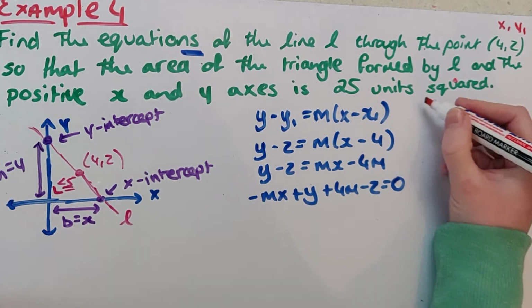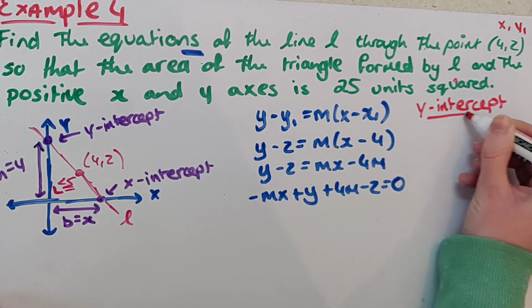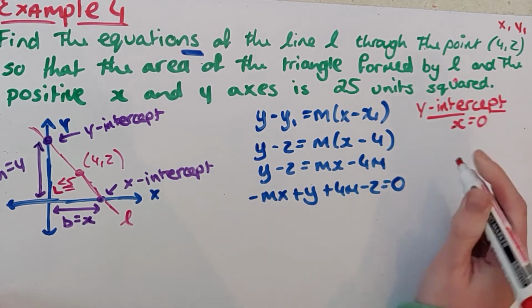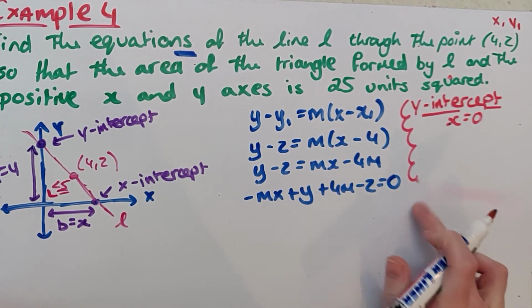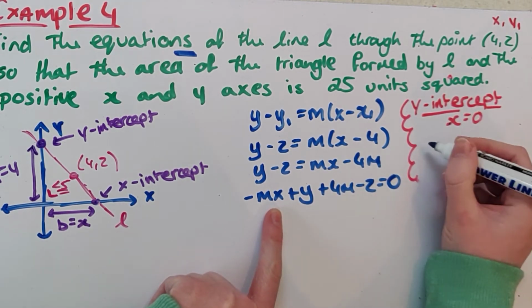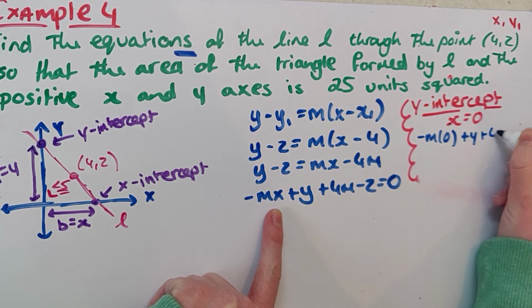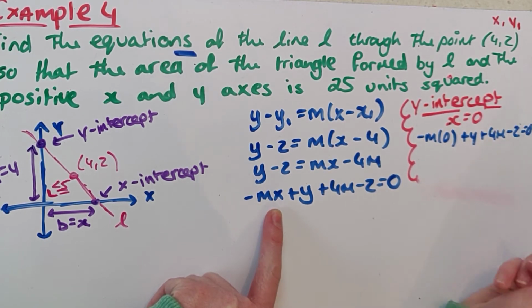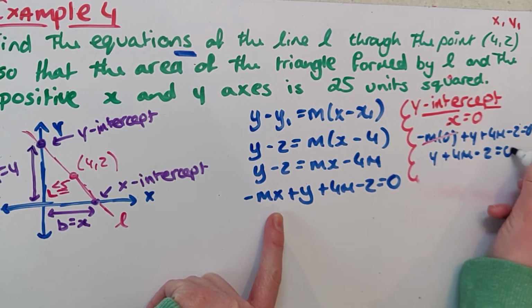So now if I want to find my y-intercept, what I need to do is let x equal to 0 in this equation of a line. So this is the first thing I'm going to do over here. I should actually leave myself a bit of space. So instead of x here, I'm going to sub in 0. So that means I have minus m by 0 plus y plus 4m minus 2 is equal to 0. So the first guy, anything times 0 is just gone. So I have y plus 4m minus 2 is equal to 0.